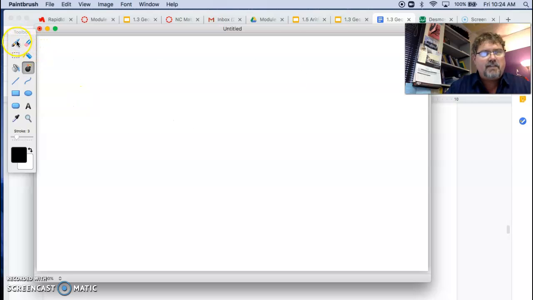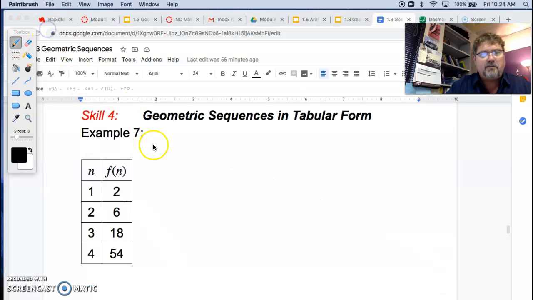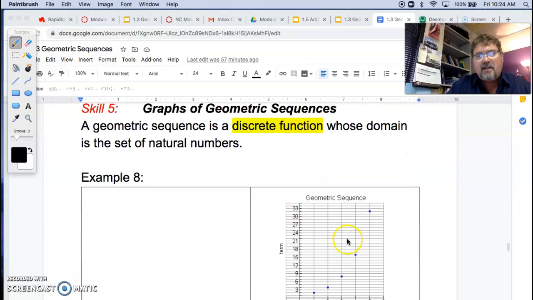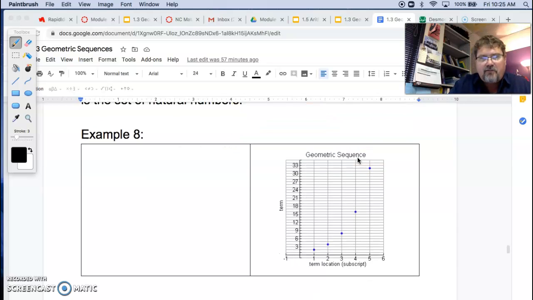All right, let's take a look at this next little problem I have here. And I think I like this one a little more. It's a little more fun. All right, this time, and I know this might be kind of hard to see. A geometric sequence is a discrete function whose domain is a set of natural numbers. Okay, that's true. That's why the graph looks like this.